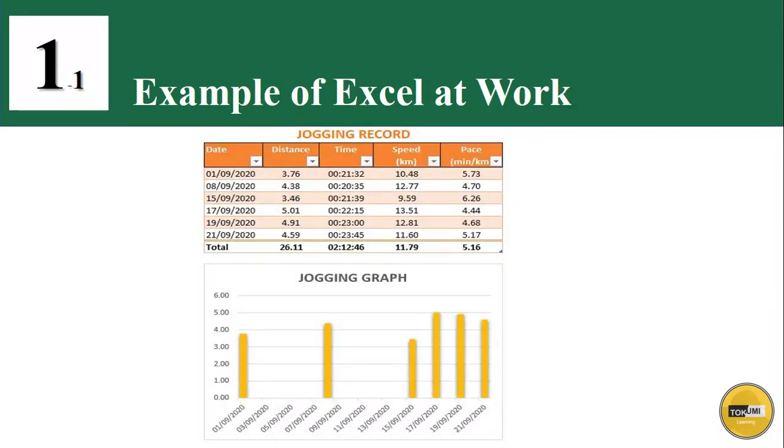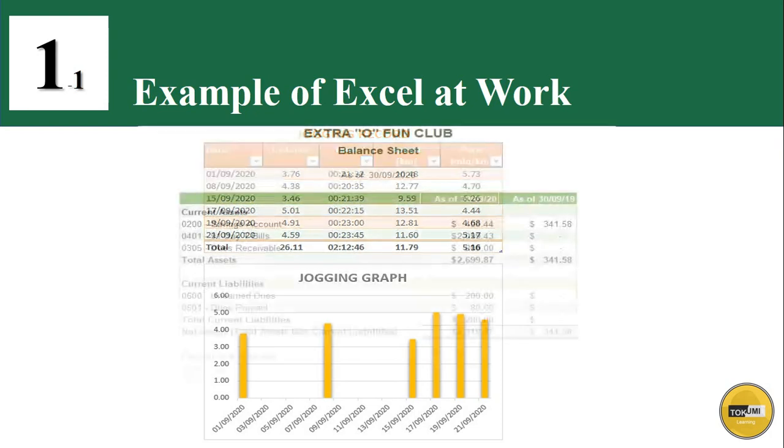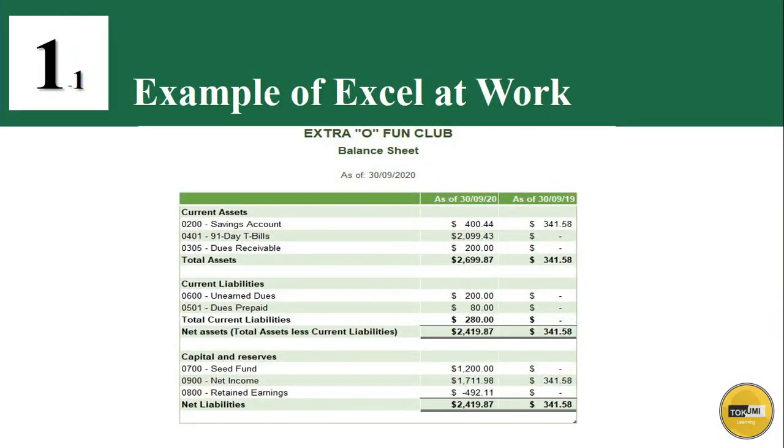Excel is not only for financial information or for other calculations, but we can also use it for miscellaneous tasks such as this jogging record. And then we have this balance sheet for a fan club. It's a simple balance sheet. We have the current assets, the current liabilities, we have the capital and reserves, and then the net liabilities.